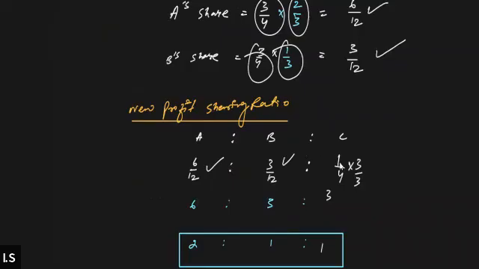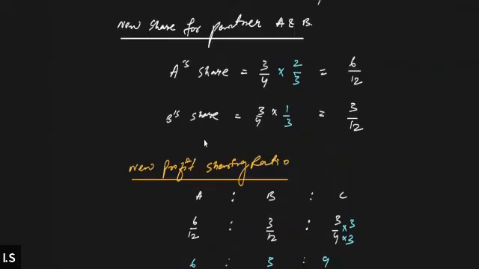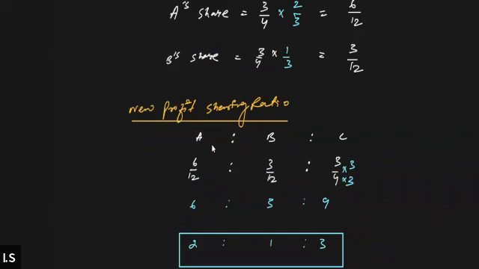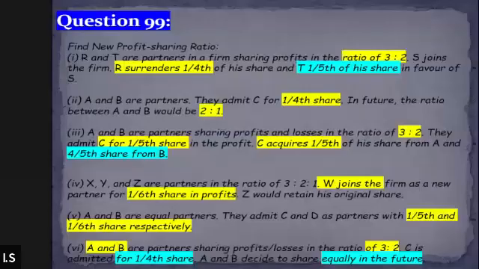And since in case of C, the base is not equal compared with A and B, we need to equalize the base, and for that purpose we have to multiply it by 3. After multiplying it, we will get 6:3:3, and that will eventually give us our answer 2:1:1. This is the new profit sharing ratio. So I hope this is clear as well. All right. Yes, sir. Okay, sir. So moving on to the next question.